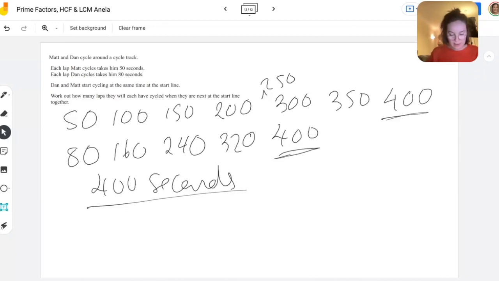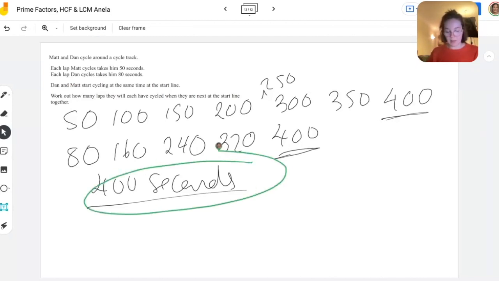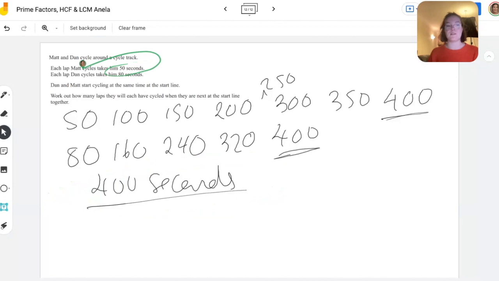Let's have a look at Dan. Oh, let's start with Matt. So each lap, Matt cycles takes him 50 seconds. So to do one lap, Matt takes 50 seconds. So how many laps has Matt done in 400 seconds? So how many 50s can you squeeze into 400? So we just count here. 1, 2, 3, 4, 5, 6, 7, 8. So Matt has done 8 laps.